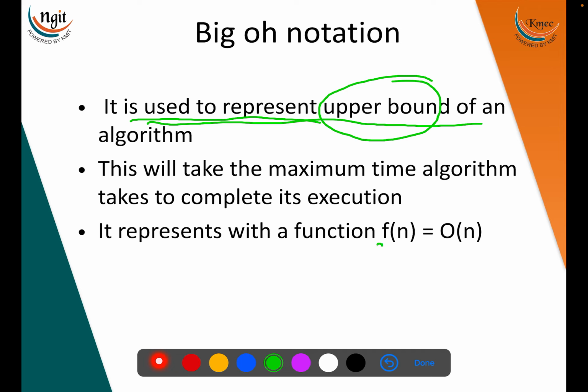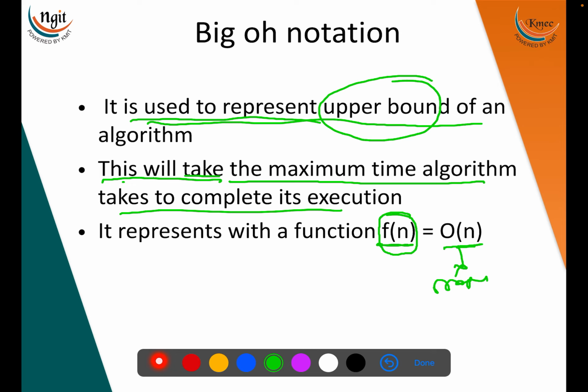Let's see, assume that your function is f of n. Now, f of n will have some n input to calculate the performance. Now that is what big O of n is, which takes the maximum time. Big O notation takes the maximum time an algorithm takes to complete its execution. That's why it is the upper bound. And it is represented with the function f of n is equal to big O of n.